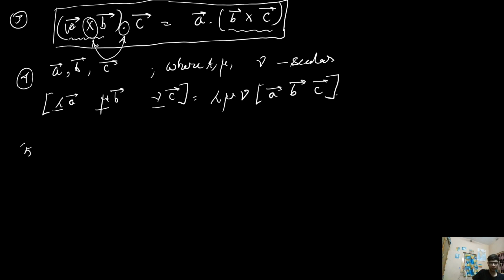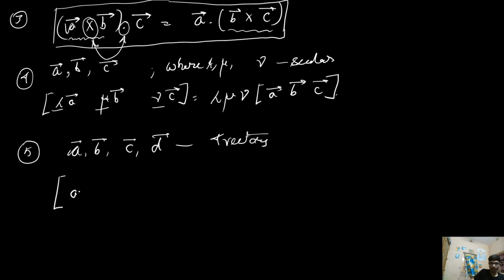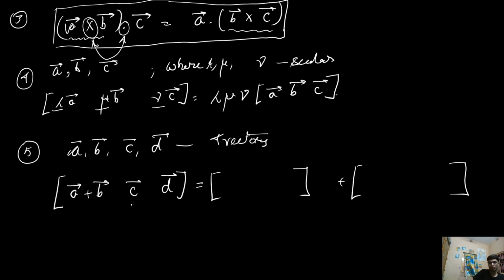Now the fifth property talks about the case where we are given four vectors, a vector, b vector, c vector and d vector. If I take the scalar triple product in such a fashion that any one of the vectors is represented as the sum of two vectors, for example a vector plus d vector, then this scalar triple product can be written as the summation of two scalar triple products.